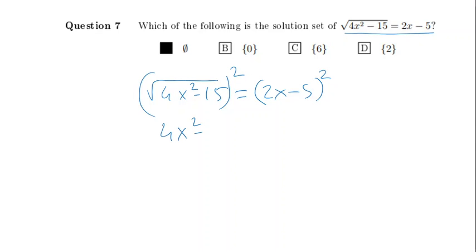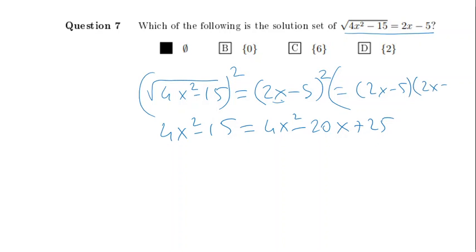And 4x squared minus 15, which is equal to 4x squared minus, you can use the product rule here, the square rule. It's the square of this, and 2 times this one times this one, so it will be 20x, and then plus 25. Or you can do this. Square means multiply with itself. You can also do this one and get this one. Now after this, you get 4x squared and 4x squared.